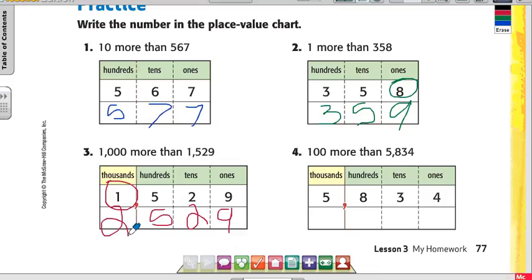Number 4 says add 100 more, so what place value changes? The hundreds. So the thousands stay the same, the tens stay the same, and the ones stay the same. So what's 8 plus 1? 9. So there I have 5,900.